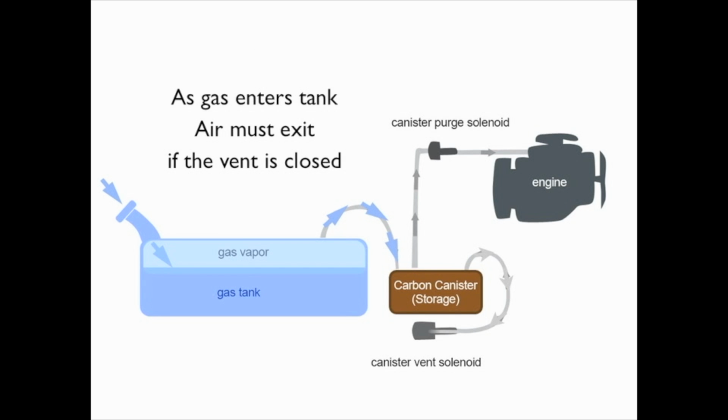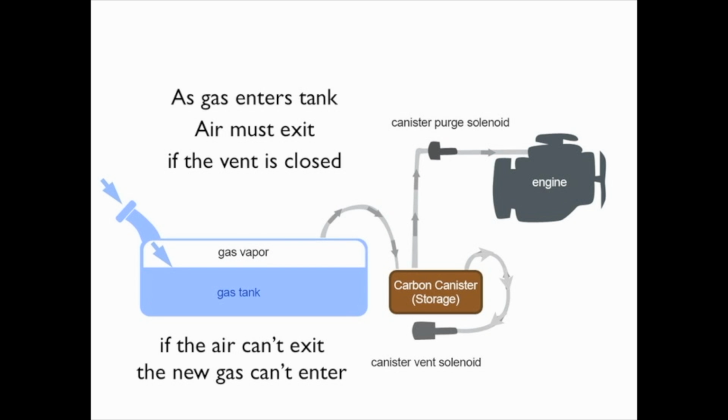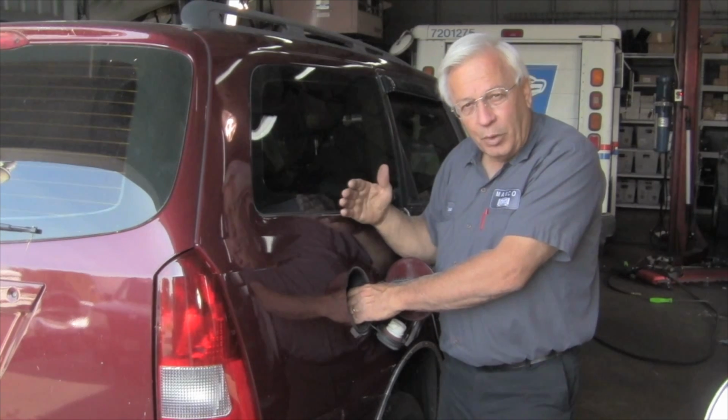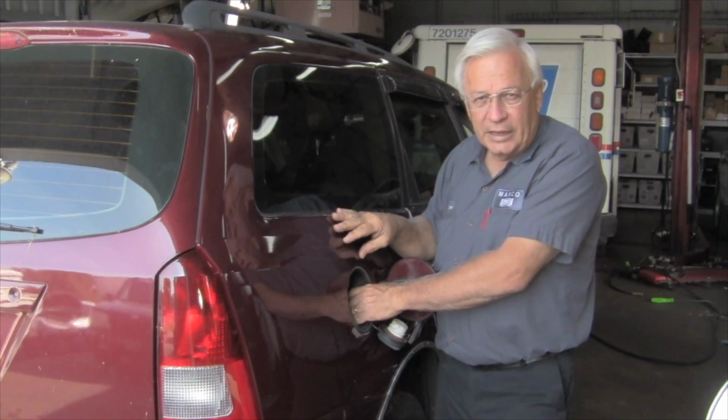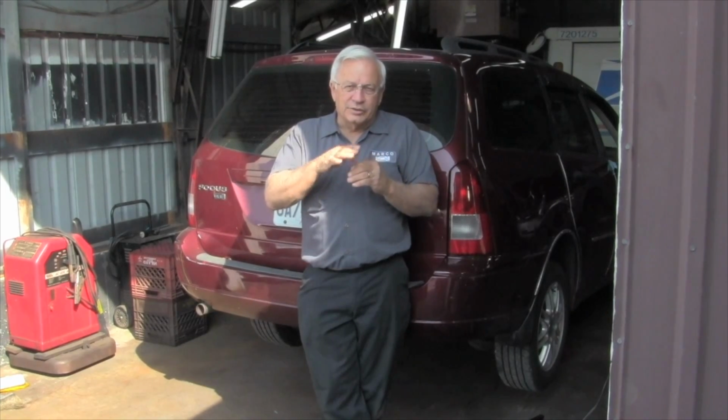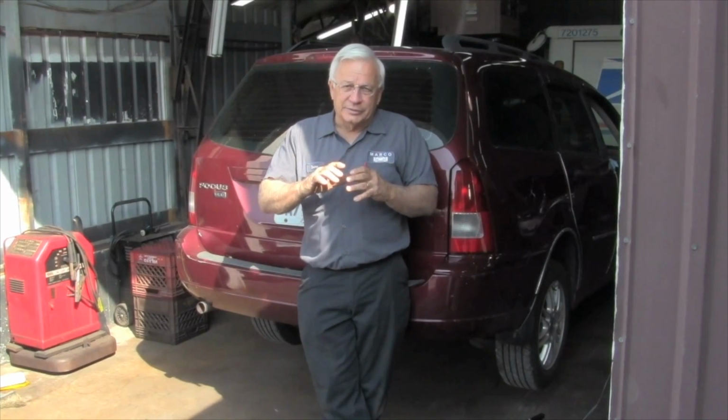But what if the vent is closed or plugged up? Then the air can't vent, and if the air can't exit, the new gas can't enter. So our problem is with the vent system on the gas tank. This vent system is actually part of the evaporative emissions, or what we call the evap system. There's a charcoal canister down here that's supposed to capture fuel vapors, and there's a valve to open that so we can vent when we're filling gas.